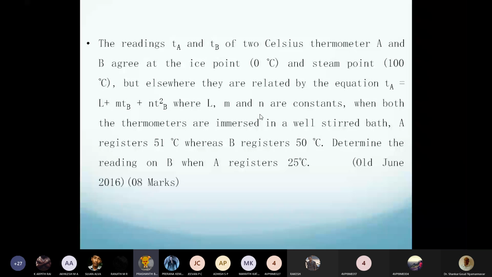Sir, can we substitute n directly in equation 2 and we get m, right? Yes, that is also correct. There are different ways of solving. I'm explaining one method. You can do it like that also, no problem. Finally, you should get the same value.